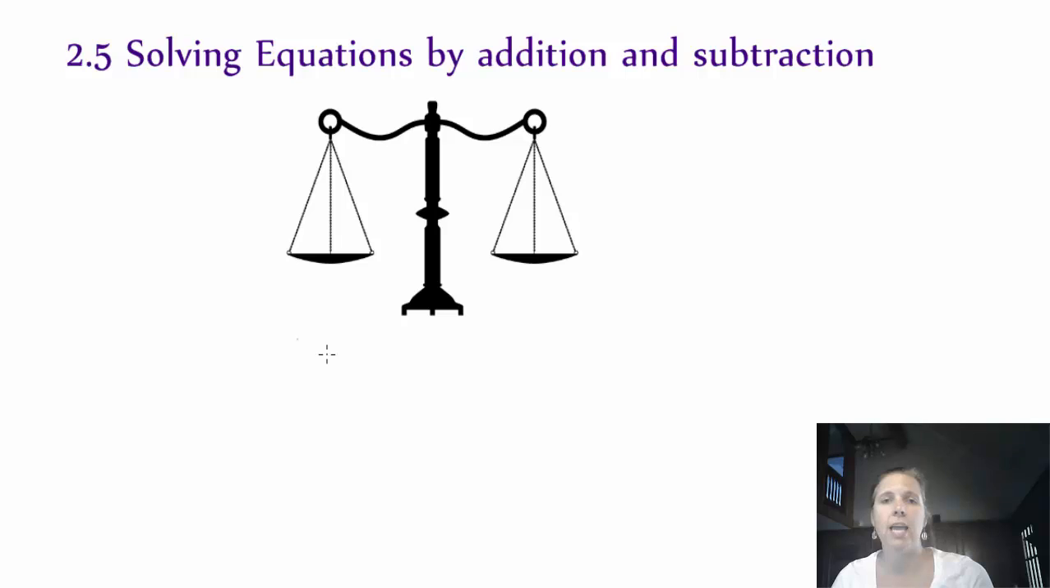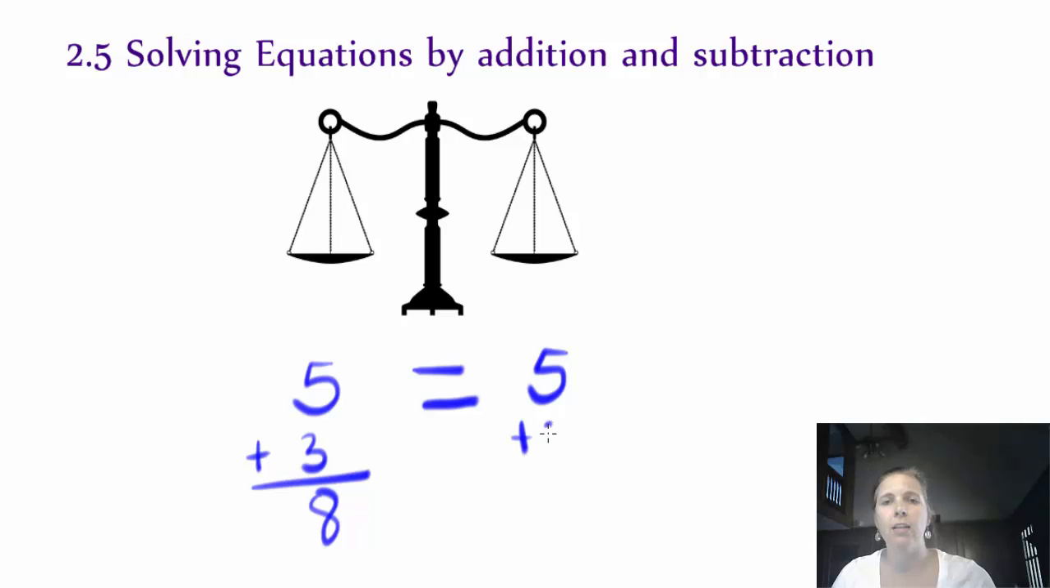I put a picture of this scale here because I want you to imagine that. We need to think of our equations as a scale, with the middle being the equal sign. If we had 5 pounds on this side and 5 pounds on this side, those are equal. Well, if we add 3 to one side, we also have to add 3 to the other. And then they're still equal.